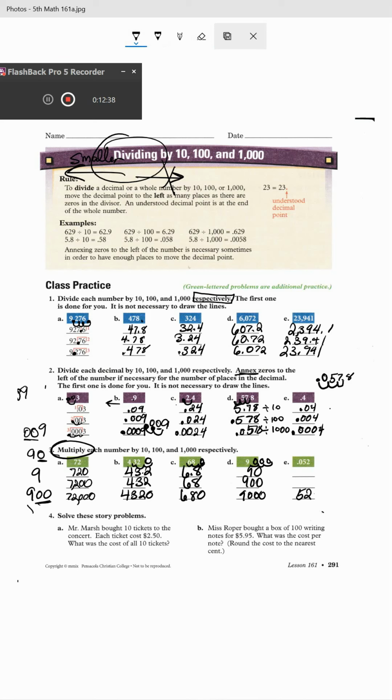What is it times 100? We'll move that decimal over 2 places. Did you get 5.2? Move it over 1 place, you have 0.52. And you don't need the 0 over here. It's not necessary.